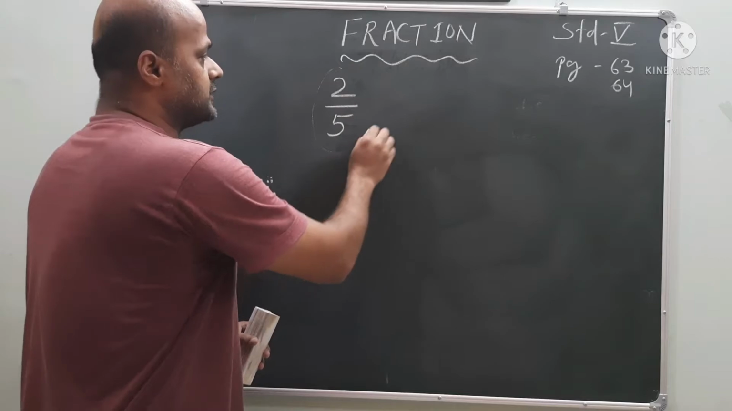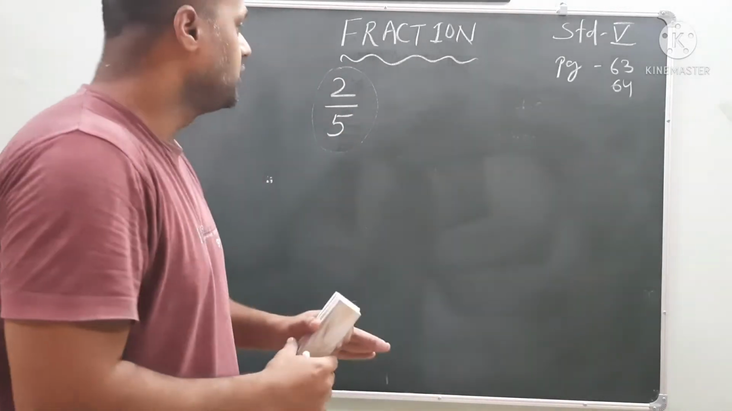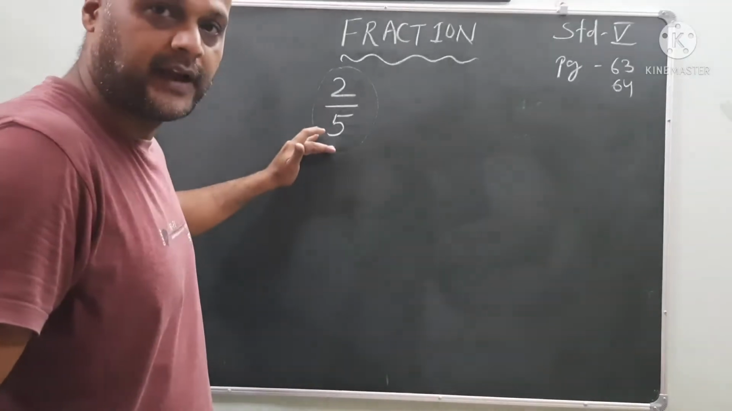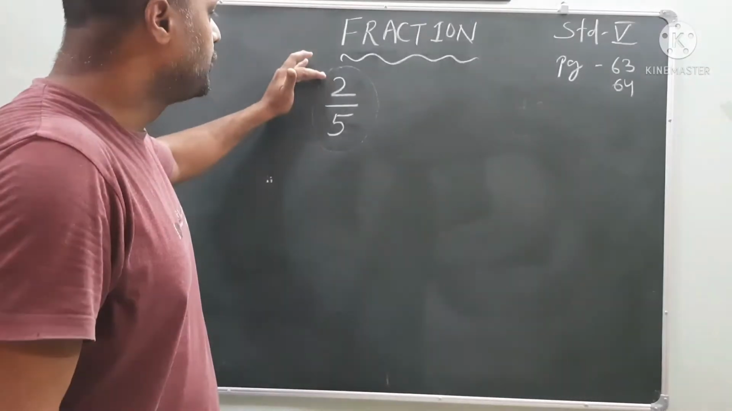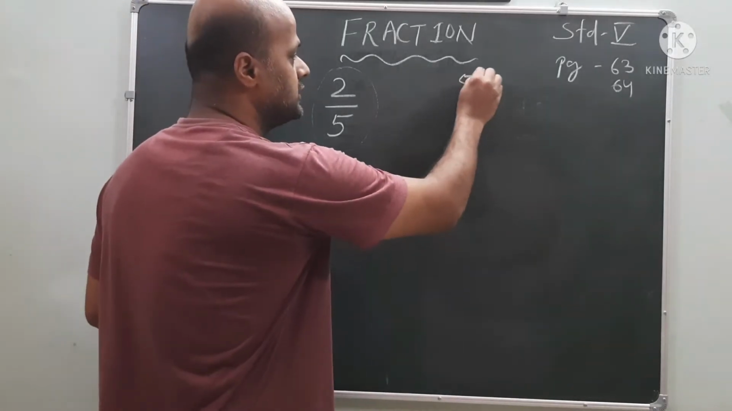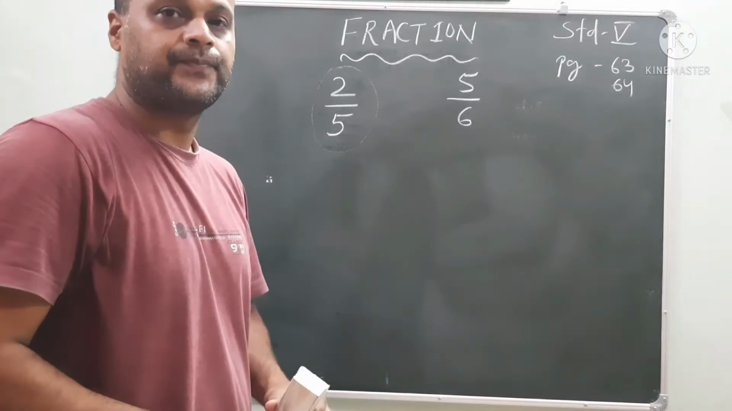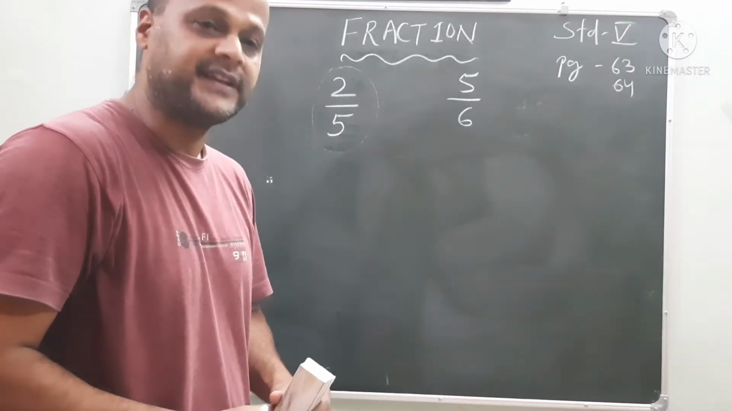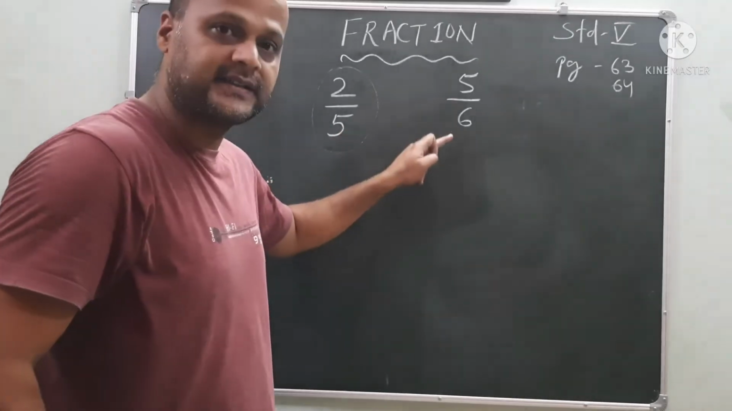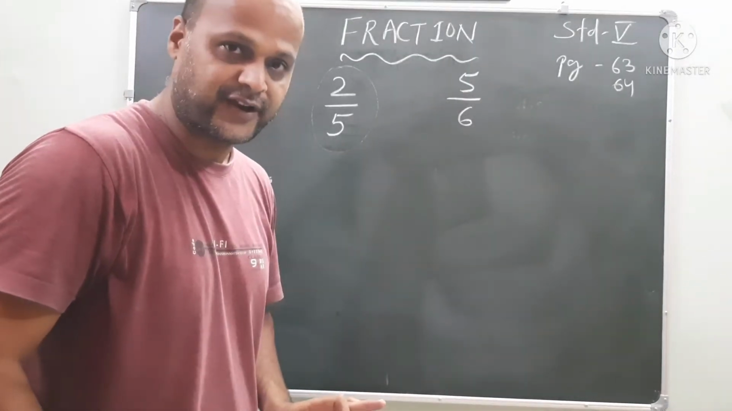In this fraction, how will you read this one? 2 by 5. Again, 2 by 5. If I write another one, then how will I read this one? Yes, tell me. Yes. 5 by 6. 5 by 6. Understood, my dear friends?